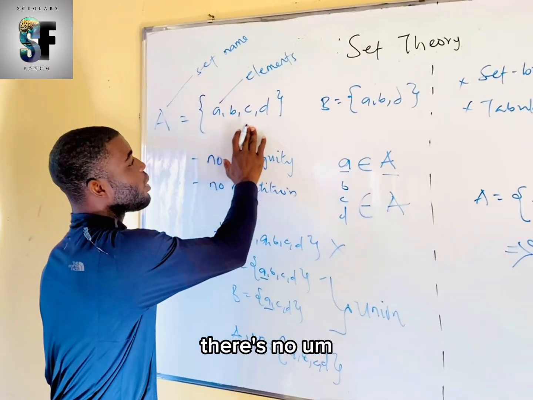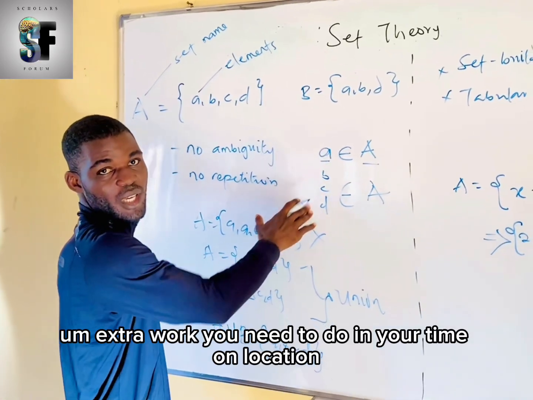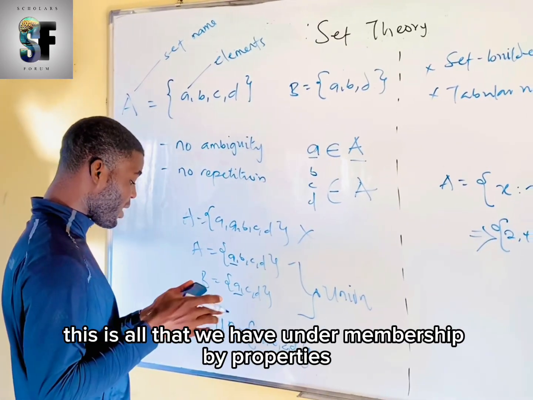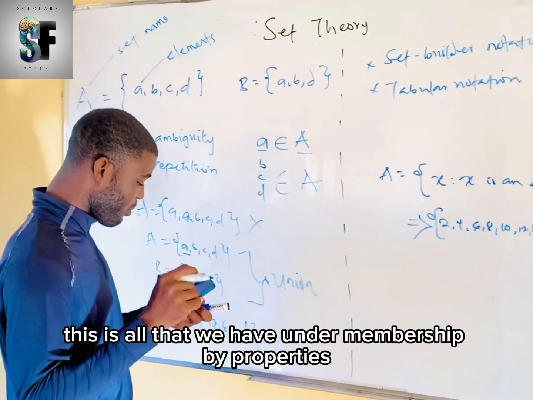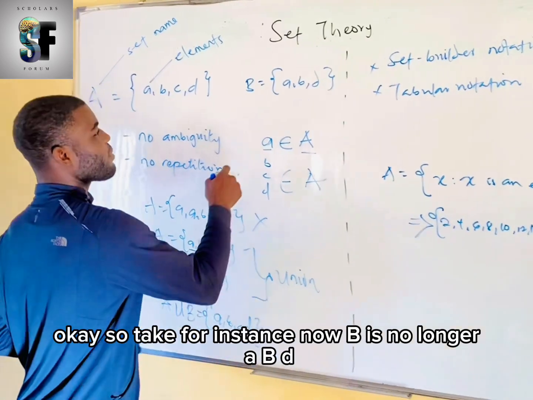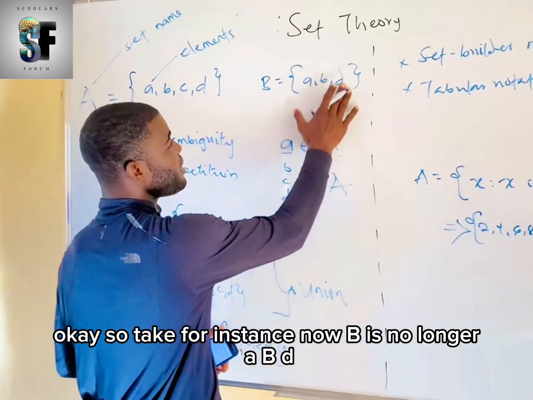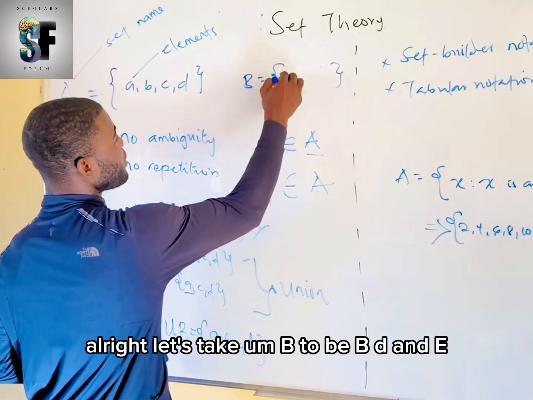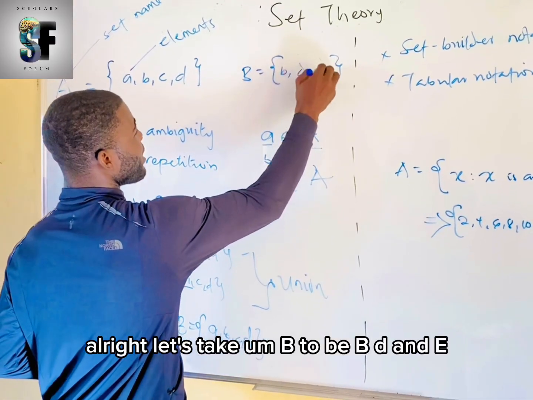There is no extra work you need to do in your tabular notation. This is all that we have under membership by properties. Now, how do we call a subset? Take for instance now, B is no longer ABD. Let's take B to be B, D, and E.